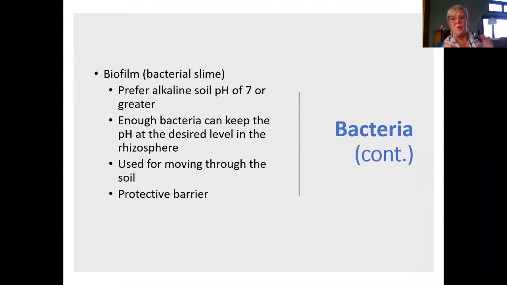One of the more miraculous things that bacteria do in the soil is to create a biofilm. They excrete this, and it allows them to move through the soil. They can also help moderate the pH to the desired level of the plant. They use it for moving through the soil, but it also provides a protective barrier, and it has a binding characteristic that helps gently hold soil particles together.